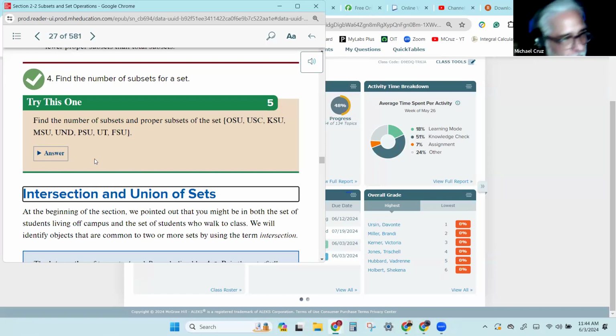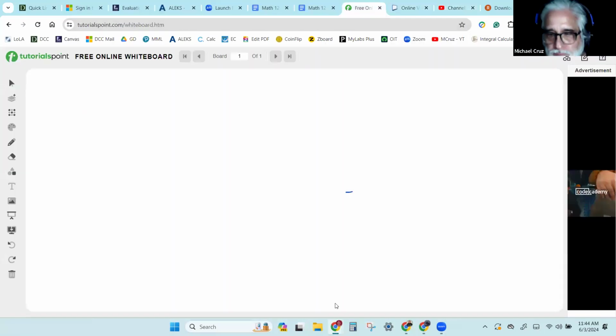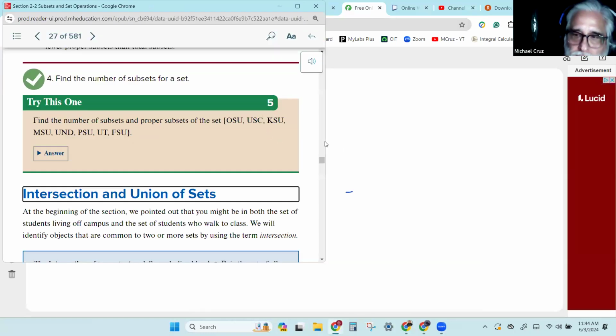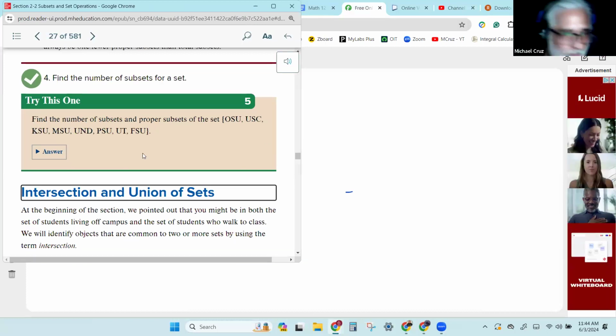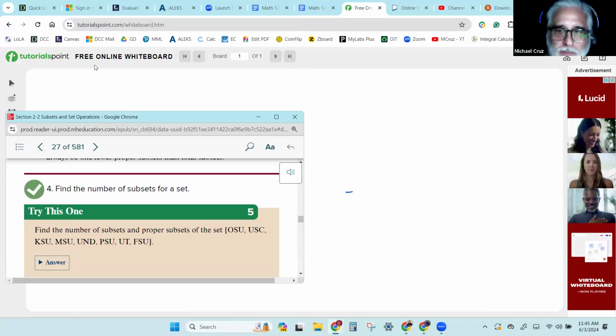All right, y'all see this on the board? This is what we talked about last time. Remember about number of subsets and proper subsets? What can we do about this? Well, we need to know how many elements are in the set.